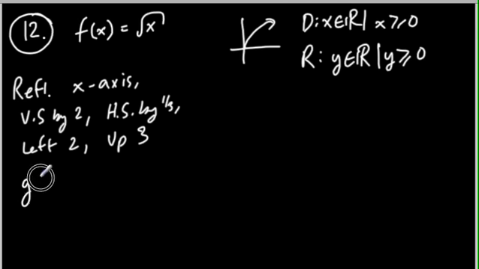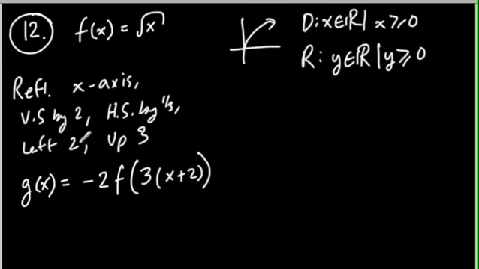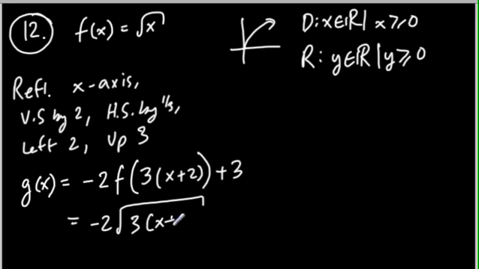So let's see what g of x looks like. There's a reflection across the x-axis, so we know there's a negative right away. Vertical stretch by 2, so that's 2f. Horizontal stretch by 1/3, so if it's 1/3, this means it's 3. Then it's left 2, so it's x plus 2. And then it's up 3. So that's what the function looks like. Now we substitute for x, so it's negative 2 square root of 3 times x plus 2, plus 3.